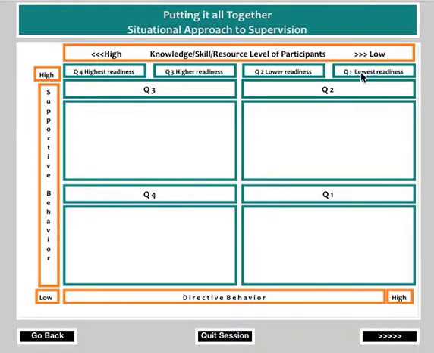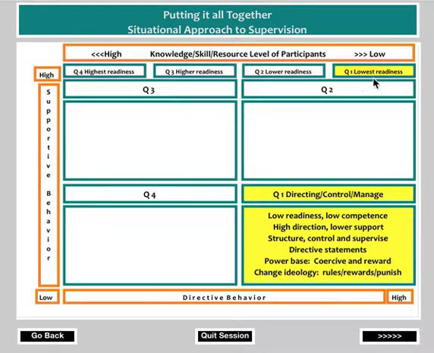Q1 here is the lowest readiness. This is participants that we're working with that are at the low readiness. Q2 represents lower, not the lowest, but still low readiness. Q3 is a higher readiness, and Q4 is the highest readiness. Now let's see how this plays out.